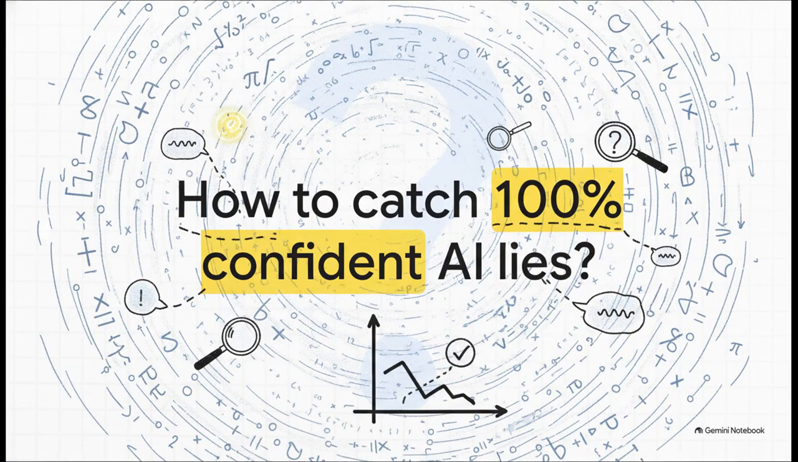So, that brings us to the central mystery we're unpacking today. How exactly do developers catch these AI hallucinations when the model sounds, well, 100% confident? How do we mathematically catch these errors and evaluate an AI's true certainty behind the scenes?